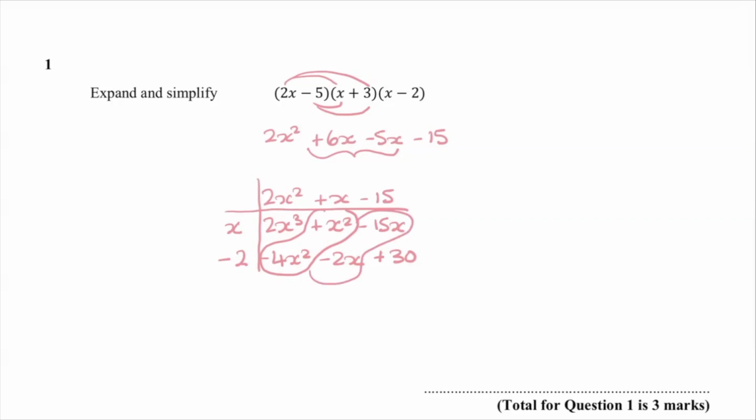So my final answer is 2x cubed. I'm at 1x, I'm taking away 4. So I've got minus 3x squared, minus 15x, minus 2. A further 2 places down, minus 17x plus 30. And that would be my final answer.